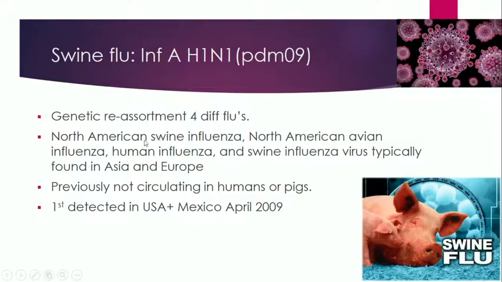I'm not going to name them, but there was a North American swine, North American avian, human influenza, and swine influenza typically found in Europe and Asia. And what is important is that this particular virus was not previously circulating in either humans or pigs before it recombined, and was first detected in the USA and Mexico in April of 2009. So for once, China was off the hook. Everybody was looking up there, but it was actually happening over there.